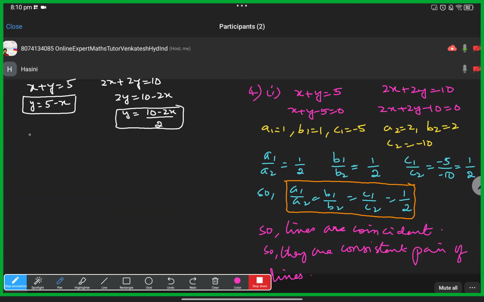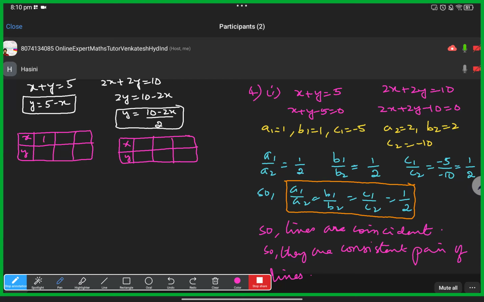We'll take different x values for both of them to draw the graph. Hasni, 3 solutions we'll take. So first one, x I'm taking 1, Hasni, in the first equation. X is 1 means y is equal to 5 minus 1, 4.